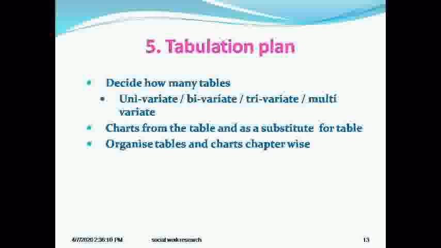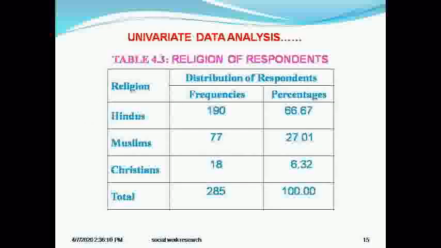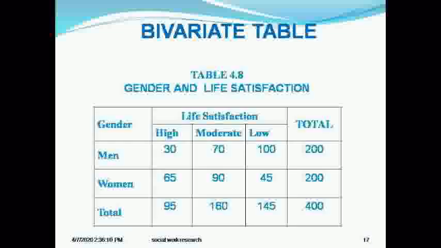I have the example of the univariate table. Here you will find the religion of the respondent: Hindus, Muslims, Christian, the frequency and the percentage. So this is the model for univariate table.